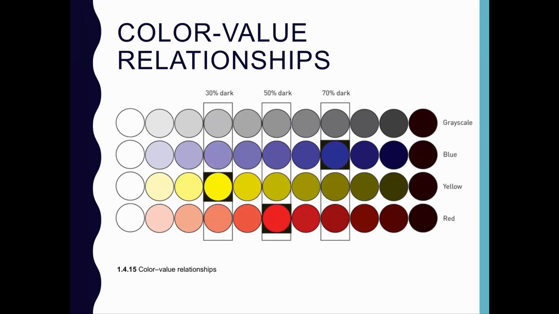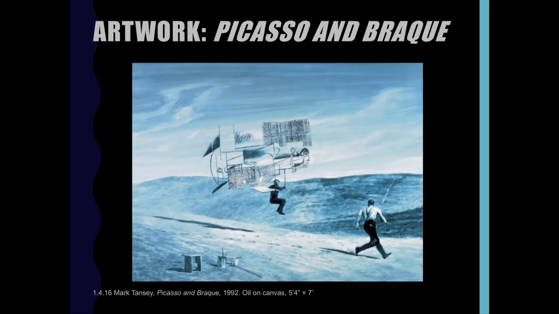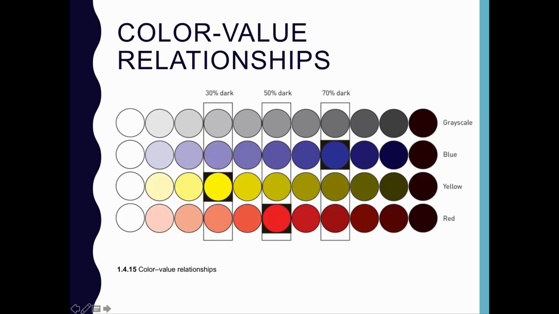Okay, so now what I want to show you is a monochromatic painting. Monochromatic means that they take one color and mix it with white, which we call tint, or black, which is called shade. So here they have the blue, and the blue has been mixed with white to lighten it up, or black to make it darker. So here's what that would look like.